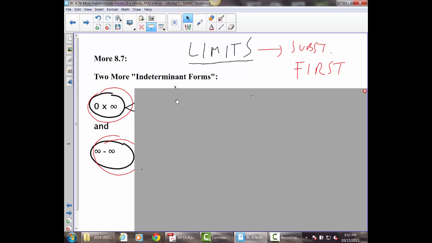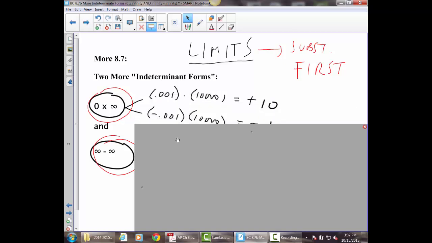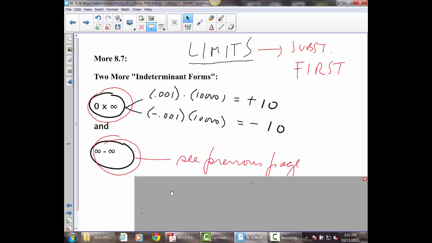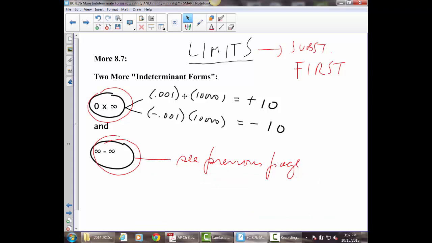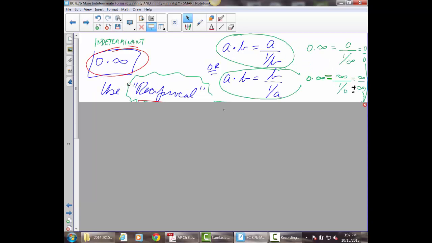So, the two we're going to look at, as we said today, are 0 times infinity and infinity minus infinity. Now again, we talked about infinity minus infinity already and why that's indeterminate. 0 times infinity, keep in mind we are looking at limits, so it's really not 0, it's a number close to 0 multiplied by a very large number. Well, that number close to 0 could either be a positive number close to 0 or it could be a negative number close to 0, and hence we would end up with two very different answers.